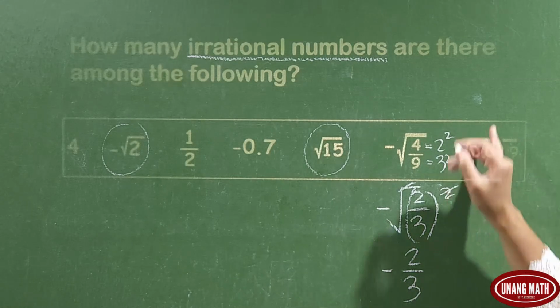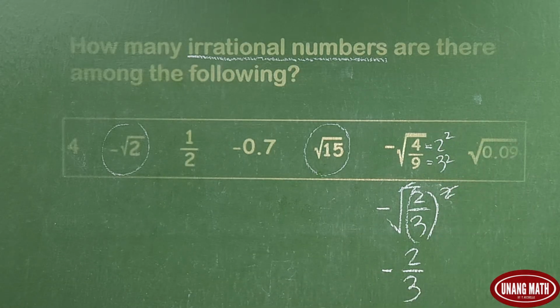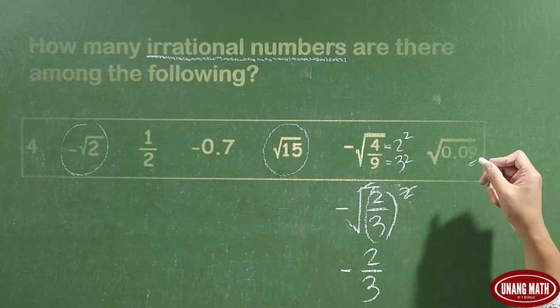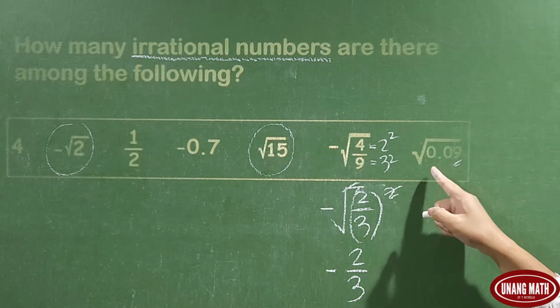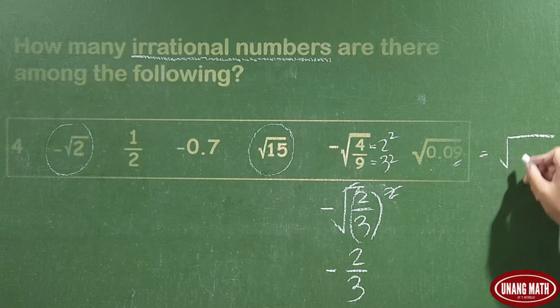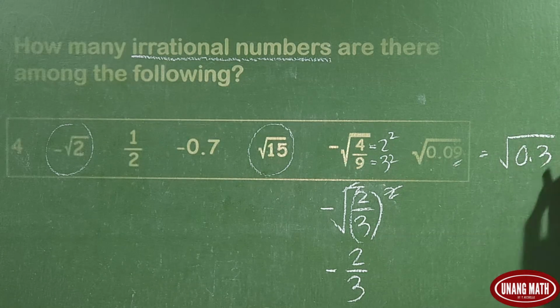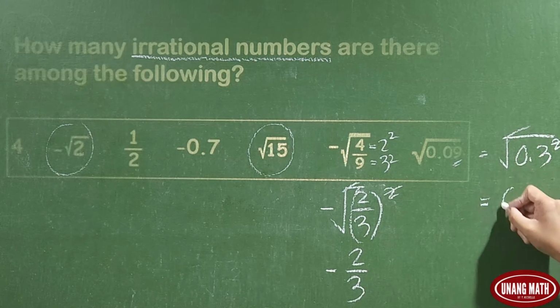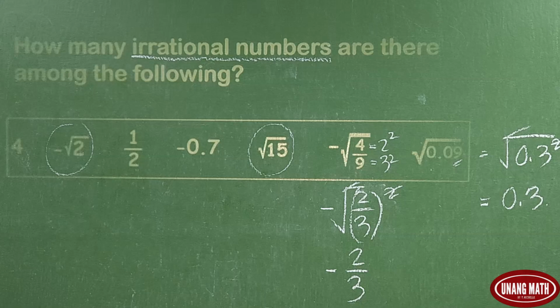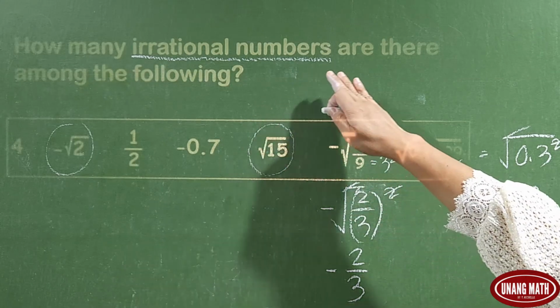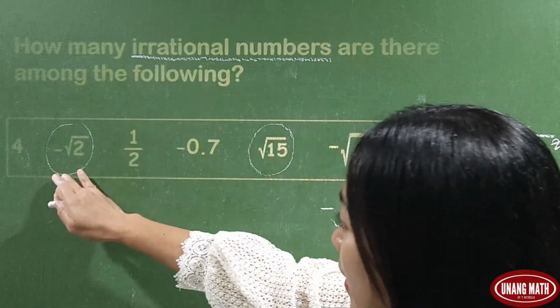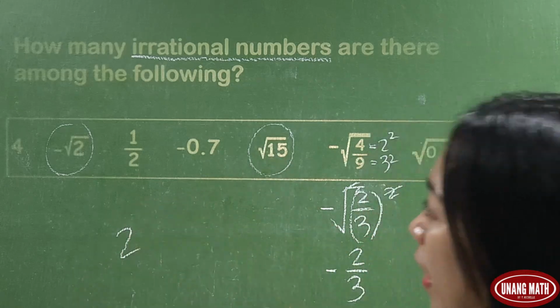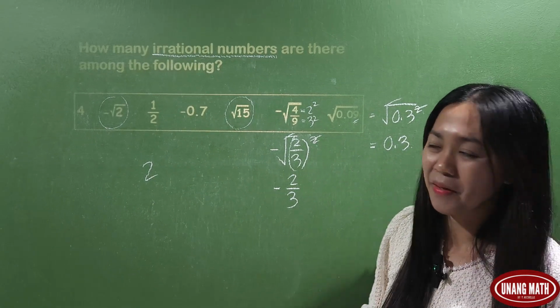Okay, what about square root of 0.09? 9 is a square number, so we can write this one as square root of 0.3 squared. The exponent and radical sign are removed, so this is 0.3, a decimal number. So this is a rational number. So how many irrational numbers are there among the following? We have this and this one, so we have 2 irrational numbers.